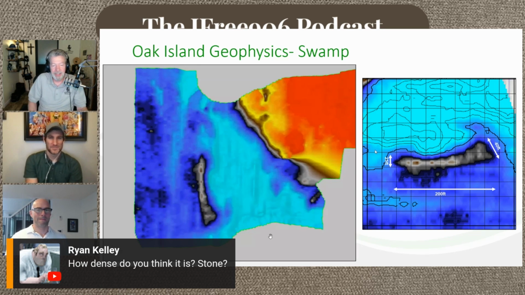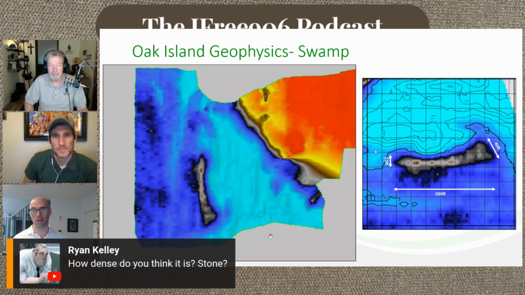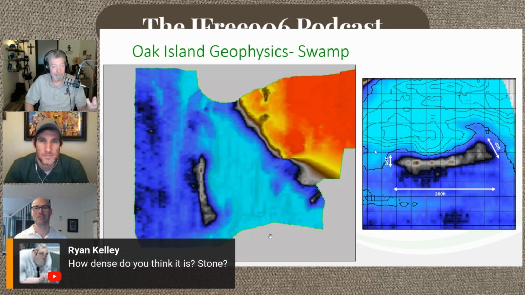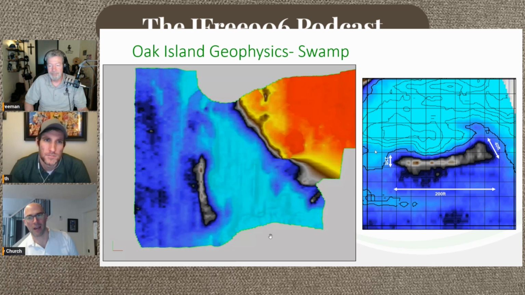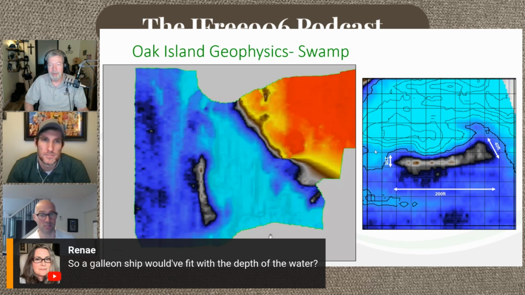How dense do you think it is? Is it stone dense or is it thick mud? What do you think? So it's not stone dense. It's a little thicker than the slurry muck stuff. If you got a bunch of waterlogged wood that's slowly disintegrating, it's going to be pretty packed full of muck and stuff like that. But it is denser than that.